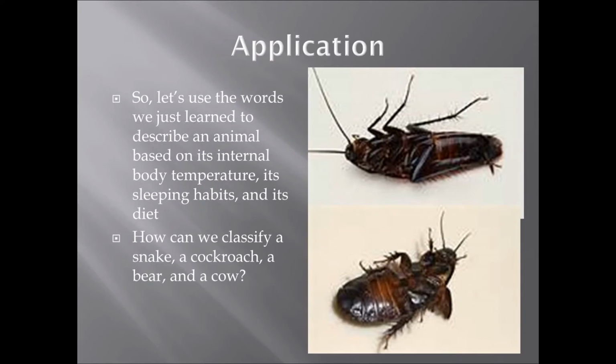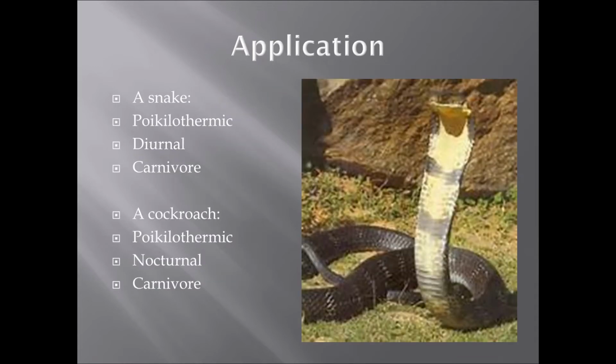Okay, so let's use the words we just learned to describe an animal based on its internal body temperature, its sleeping habits, and its diet. So how can we classify a snake, a cockroach, a bear, and a cow? Okay, a snake is cold-blooded, poikilothermic. It's diurnal, it's out during the day, and it's a carnivore.